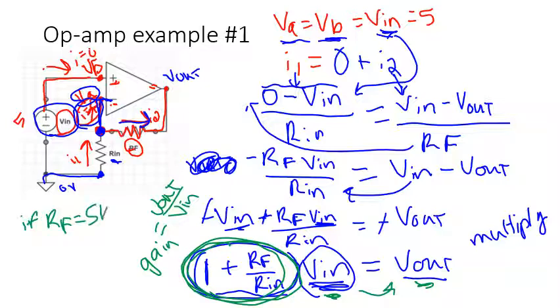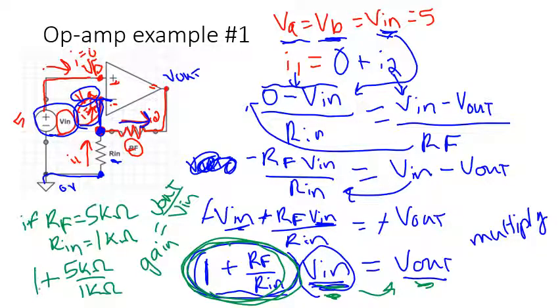So if Rf is equal to 5 kiloohms and Rn is equal to 1 kiloohm, then what does this circuit multiply a voltage input by, no matter what that input is? Well, it would multiply by 1 plus 5 kiloohms over 1 kiloohm, which is 1 plus 5, 6. So if Vn was 5, it would multiply 5 times 6, and Vout would be 30. If Vn was 2 volts, it would multiply 2 by 6, and Vout would be 12 volts. That's how I work through my op amps. Let's do another example.